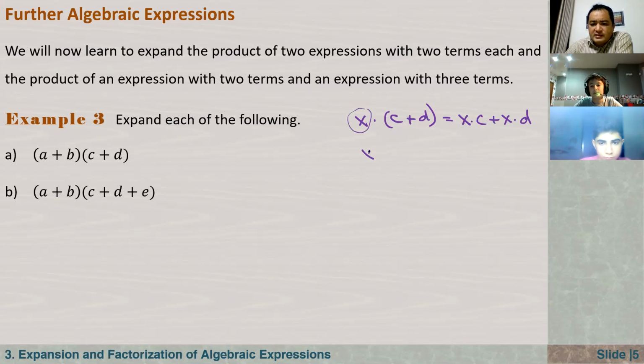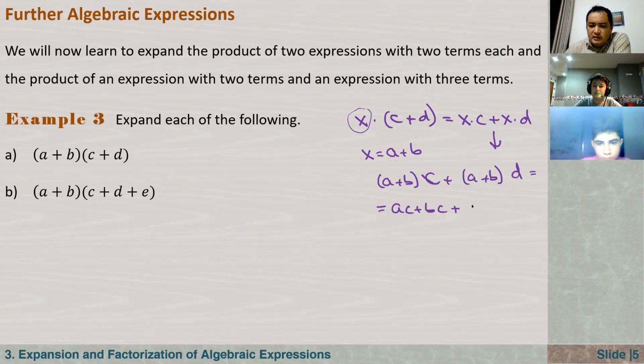Now, how about if x equals a plus b? At that time, this becomes a plus b times c, plus a plus b times d. Now again, using that rule, here we will have AC plus BC, and here we have AD plus BD. So we have expanded the given algebraic expression.